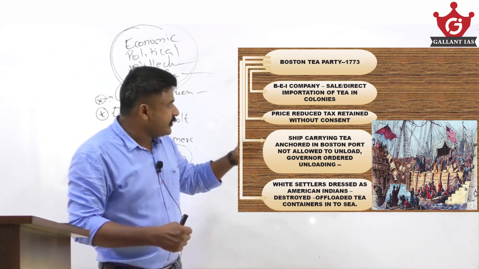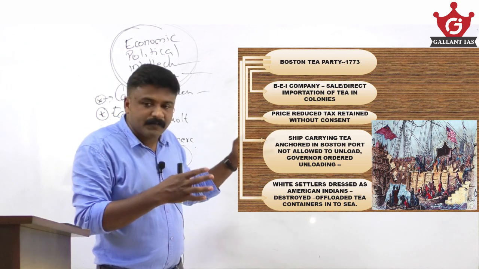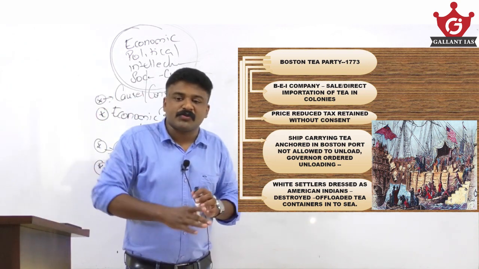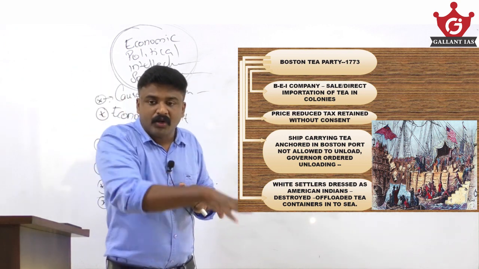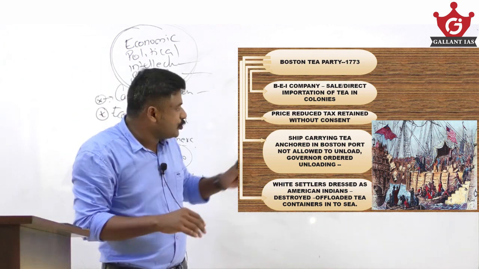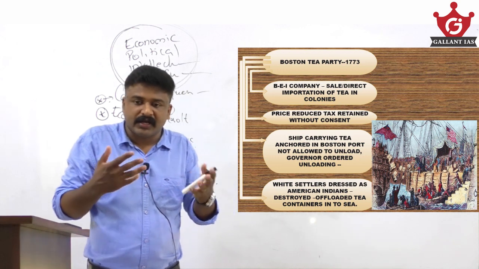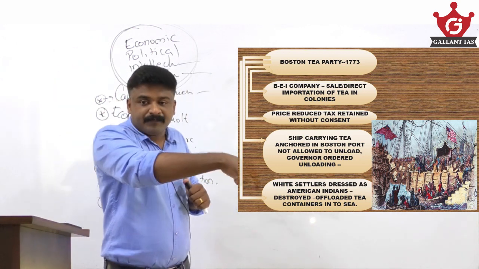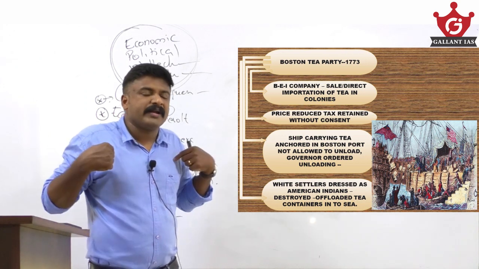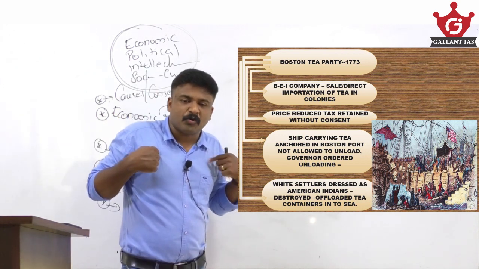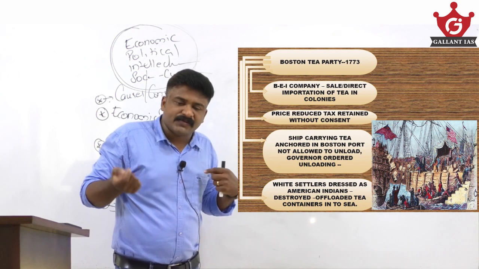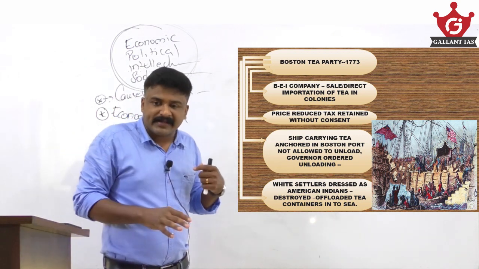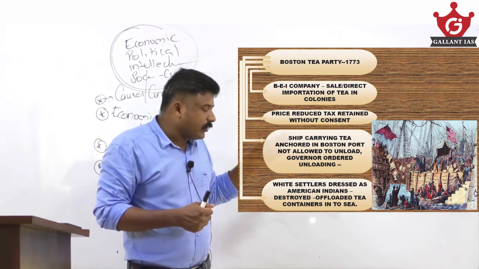Okay, so when the ships carrying these tea containers reached Boston Harbor, the American protesters said, we will not allow you to unload these tea containers. Then the governor gave a strict order that they must be unloaded. American agitators were of the feeling that only a self-responsible government has the freedom to impose taxes upon us. If the tea comes with the taxes, we are not ready to accept it. Still, the governor gave an order to unload.